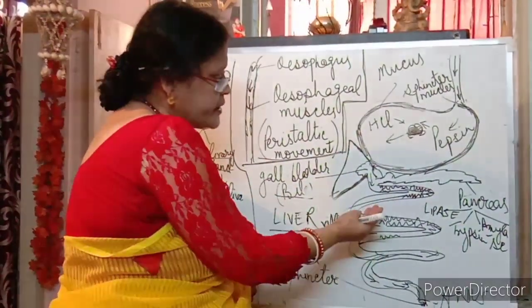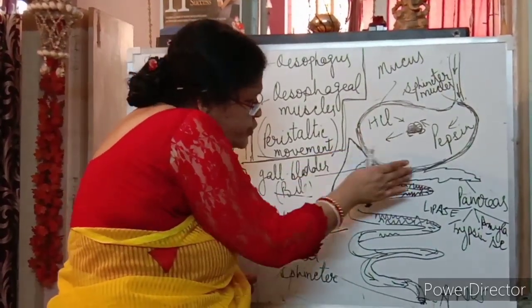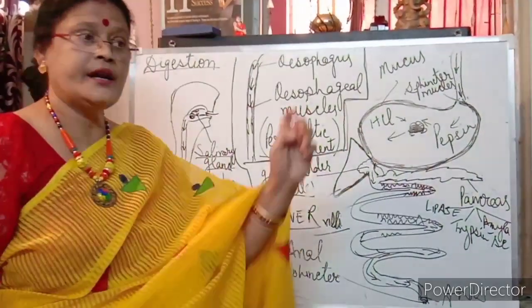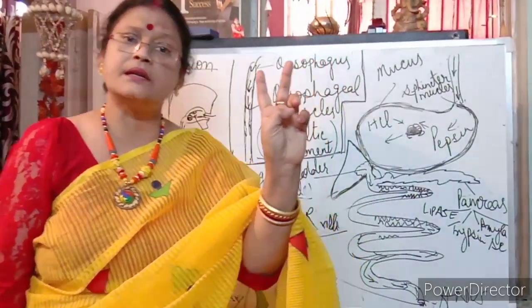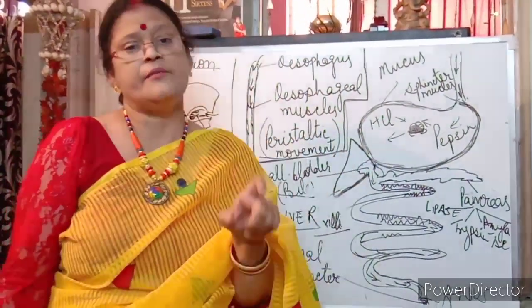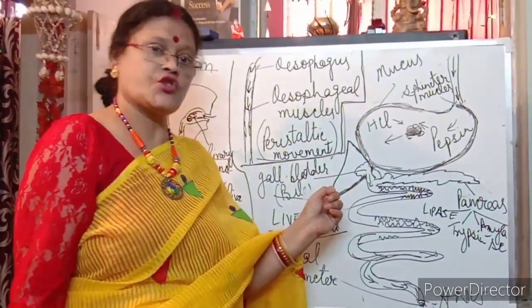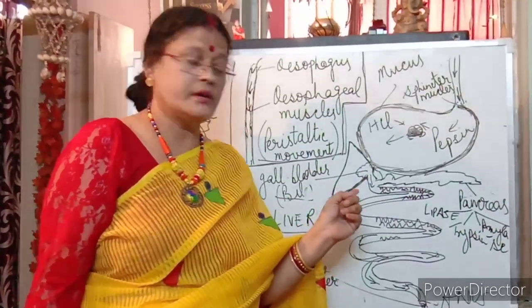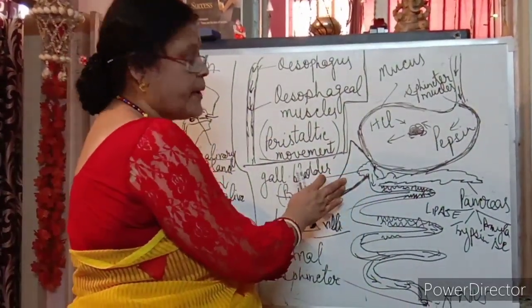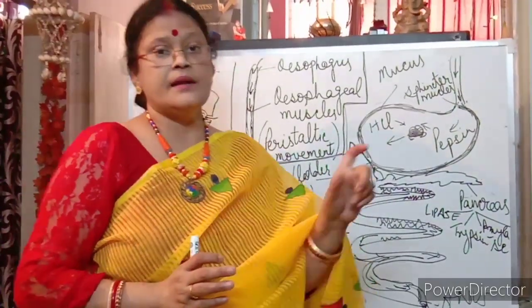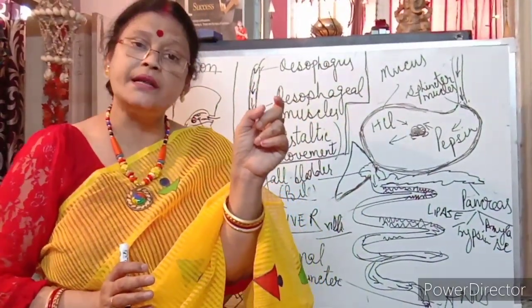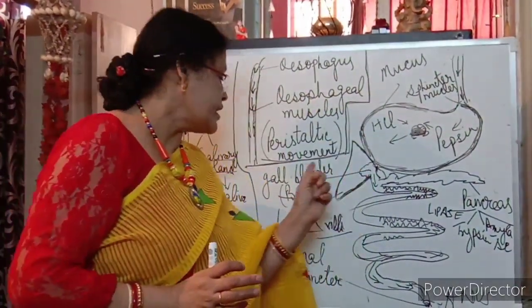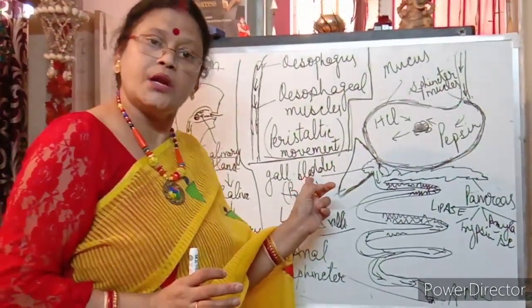Before I start with the small intestine, there are 2 accessory glands. Question again, name 2 accessory glands present in the digestive system: liver and pancreas. Liver is a chocolate colored triangular organ. Bile is produced in the liver and it is stored in the gallbladder.